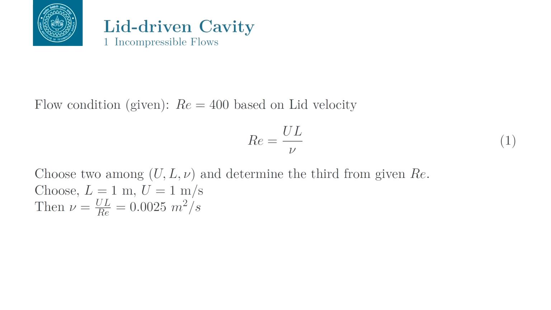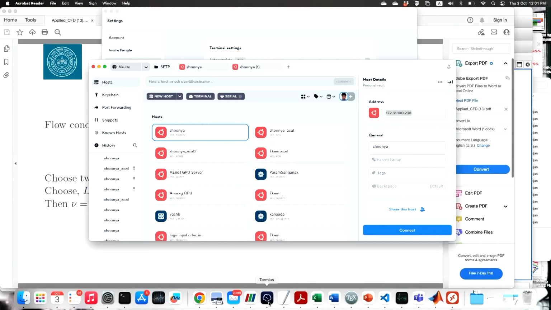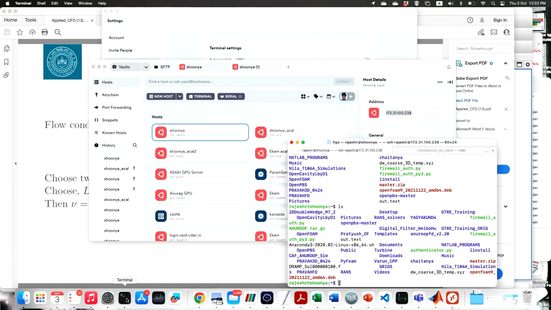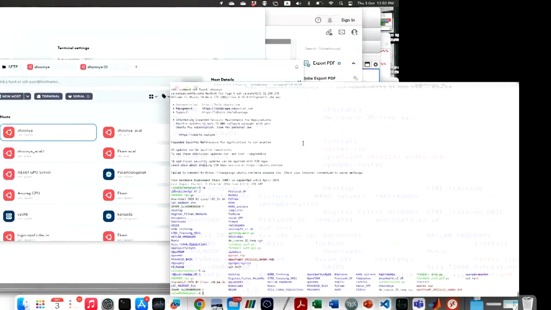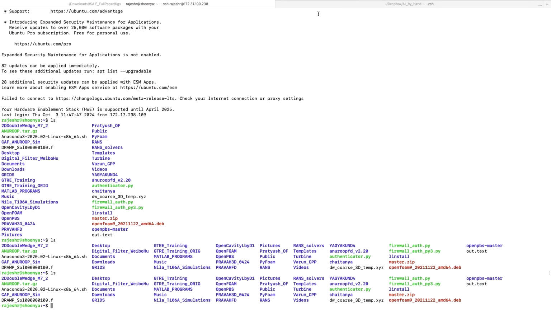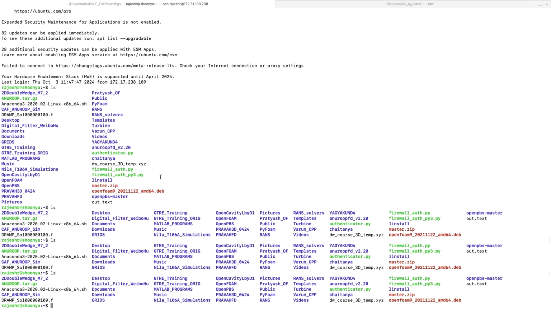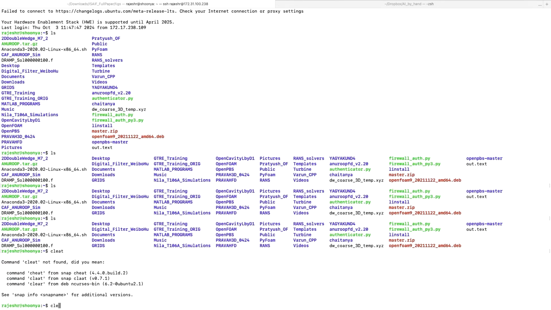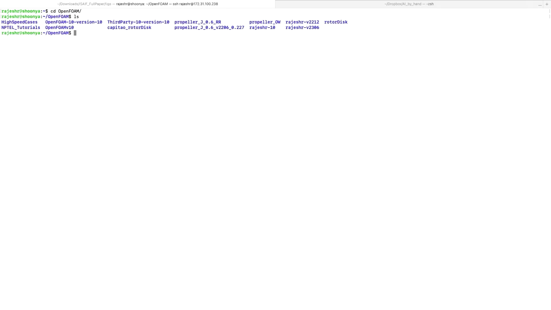So, let us solve it using an OpenFOAM solver. Let me just go here. I hope it is visible to all of you. I have already opened this tab. So, I am using my cluster here to solve the problem. So, OpenFOAM is installed here.